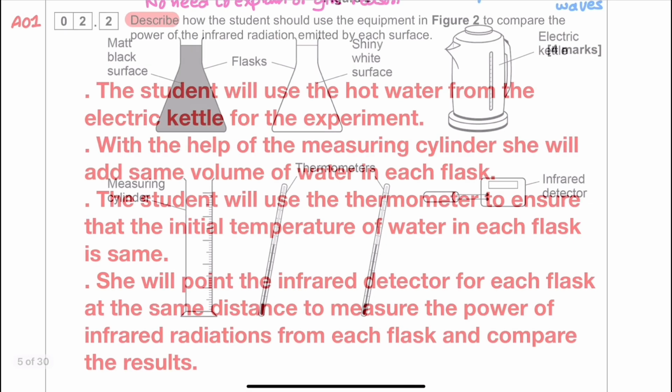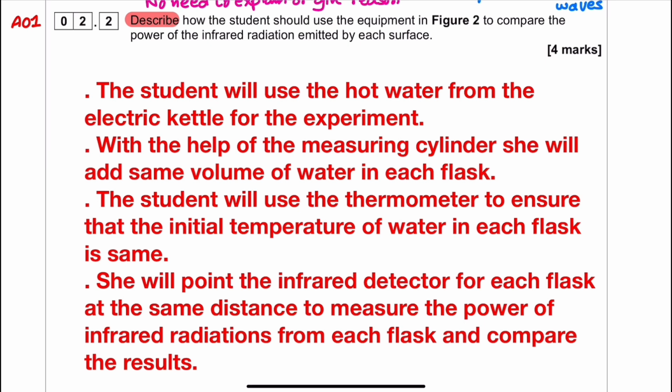Let's see the model answer. The student will use the hot water from the electric kettle for the experiment. With the help of the measuring cylinder, she will add the same volume of water in each flask. The student will use the thermometer to ensure that the initial temperature of water in each flask is the same. She will point the infrared detector at each flask at the same distance to measure the power of infrared radiations from each flask and compare the results.